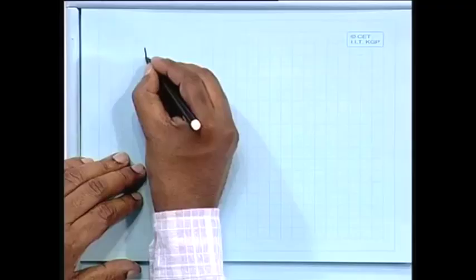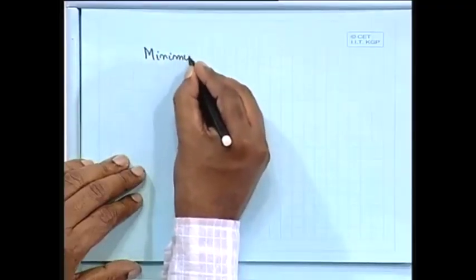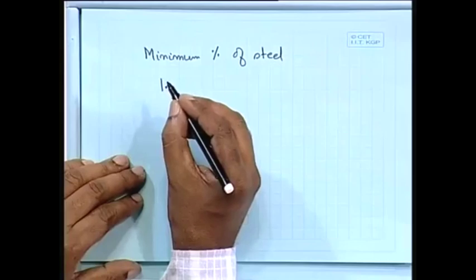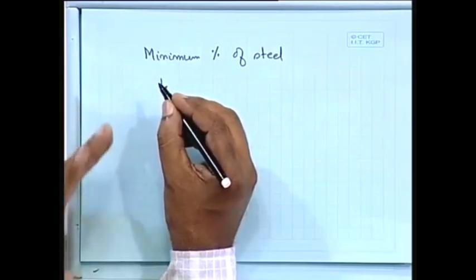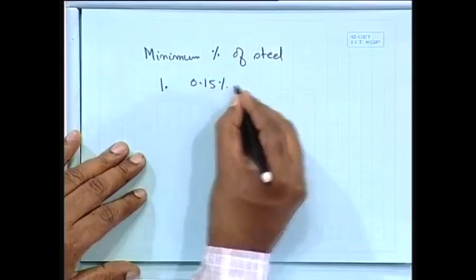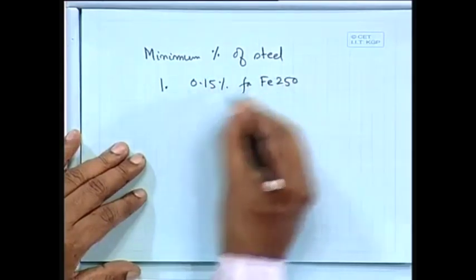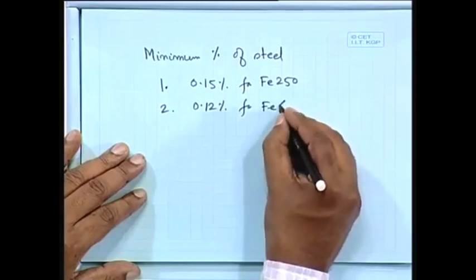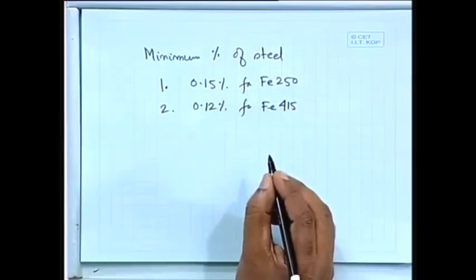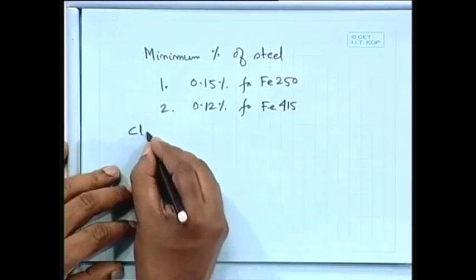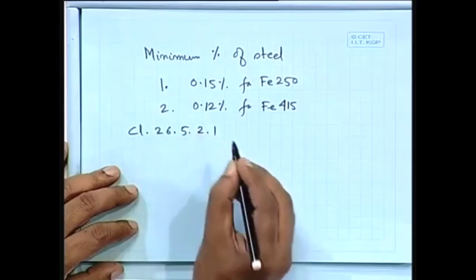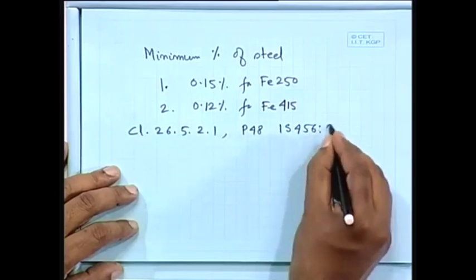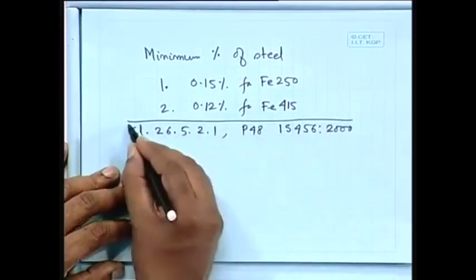So what about the minimum percentage of steel? In this case we shall use what we provide as minimum reinforcement for slab, that is 0.15% for Fe 250 and 0.12% for Fe 415, and you will get this, just for your reference, in clause 26.5.2.1 on page 48 of IS 456:2000. The same clause for slabs.